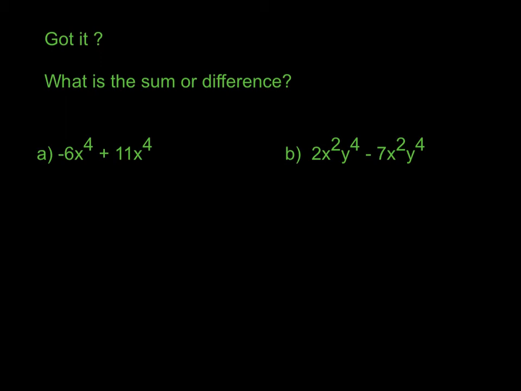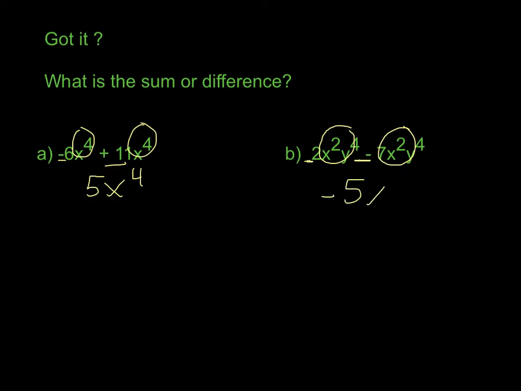Okay? So it's simply a matter of just adding these like terms together. So again, I'd like you to pause the video, try these 2 problems in your notes, and then restart the video to see if you got them correct. Negative 6x to the 4th plus 11x to the 4th. They are like terms because they both have x to the 4th. So negative 6 plus 11 gives me 5x to the 4th. In part B, I've got 2x squared y to the 4th and negative 7x squared y to the 4th. So 2 and negative 7 gives me negative 5x squared y to the 4th. So we're simply combining the like terms, adding or subtracting the coefficients as necessary.